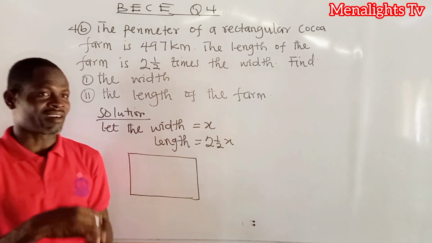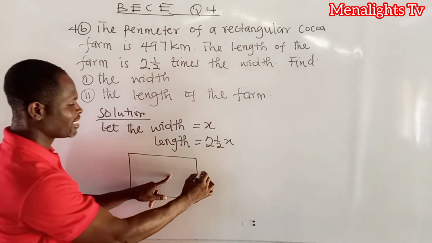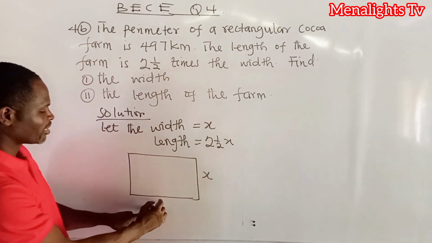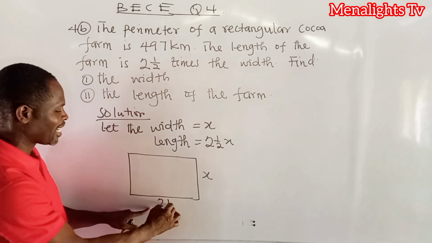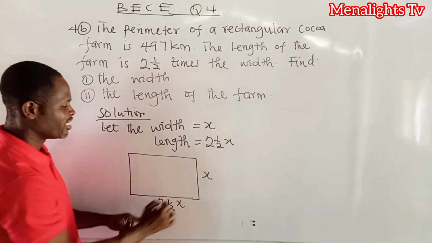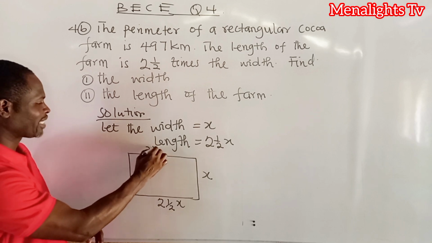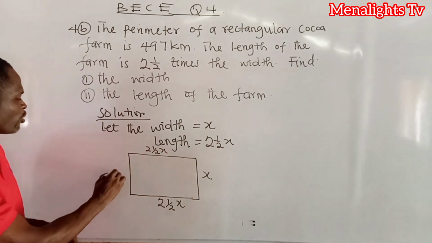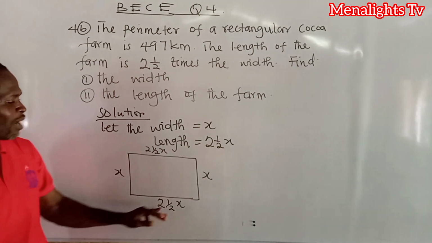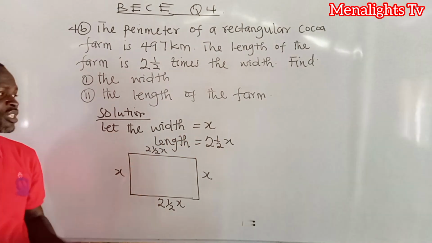So since the farm is in form of a rectangle, they say the perimeter, that is the total distance around it. So it means that if this is the width, then this side is what? Is the length. So when the length is 2.5 times the width, this place also 2.5 times the width, and this the width as well.